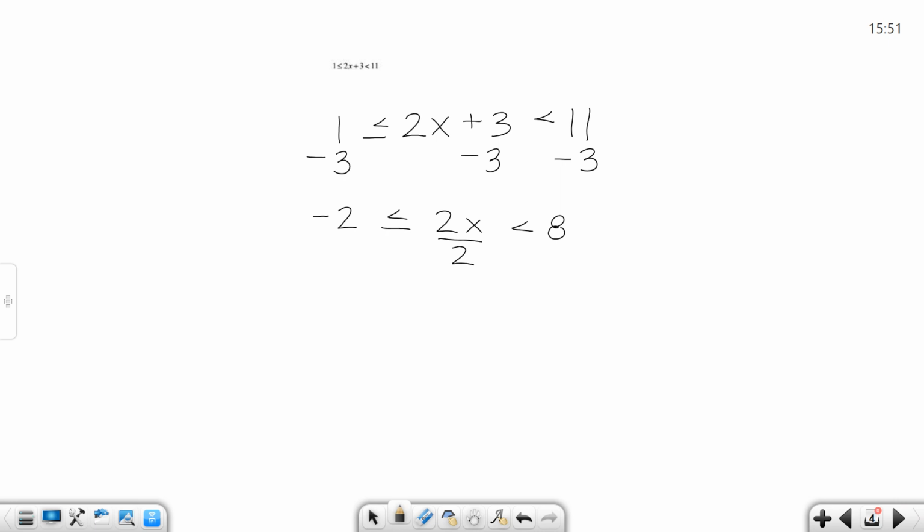I'll then divide by 2 in the middle. If I divide in the middle, I divide on the right and divide on the left. So negative 1 is less than or equal to x, which is less than 4. So this is going to go from negative 1 to 4, left to right. Remember, the negative 1 is going to have a bracket because it's got the little bar under it. And the 4 has parentheses because it does not have the bar under it.